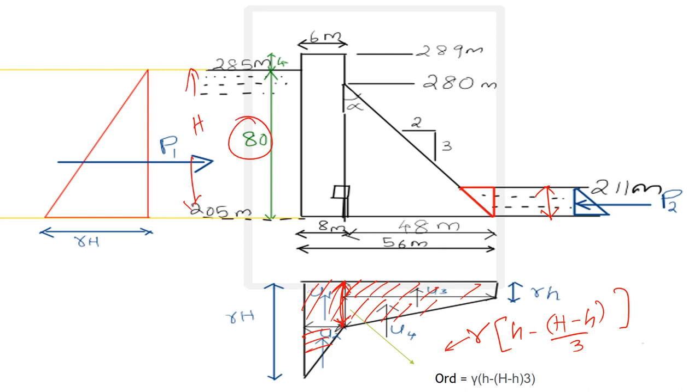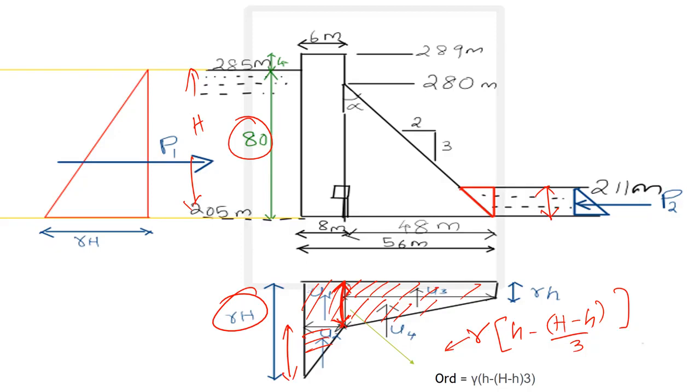By solving this equation, substituting the values of gamma, small h and capital H, you will get the height of this portion. And if you get this, you can find out this other height by subtracting that value from gamma h, and you can find out the area of all these portions using the dimensions provided.